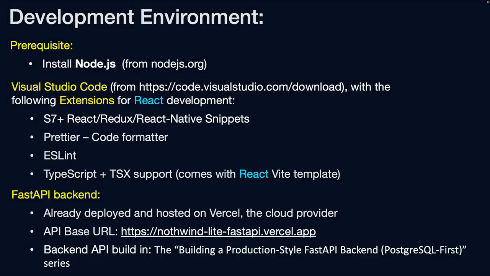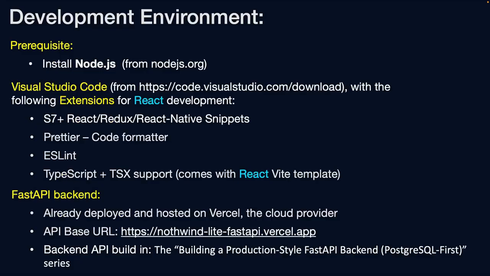Before we begin, we have to make sure our development environment meets the minimum requirement to develop React applications. First, we have to make sure that Node.js is installed. Now, we'll be using Visual Studio Code for coding, and then we'll need extensions installed, such as ES7+ React Redux snippets, Prettier for code formatting, ESLint, and then TypeScript plus TSX support.